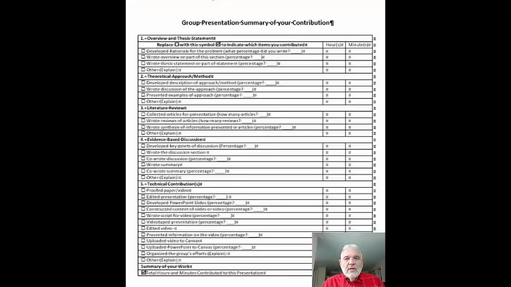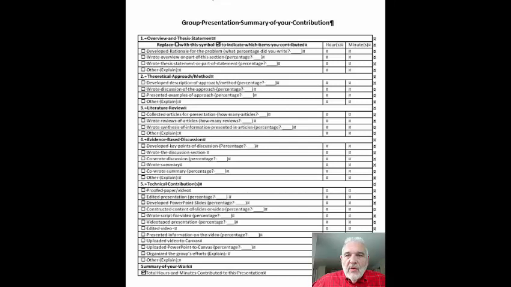What we have here is a copy of the group presentation summary of your contribution form, which is the form that each of you will individually upload to the presentation assignment, documenting what your involvement was in the project that your group had completed. So you'll notice here that there are different percentages that you might indicate for developed rationale for the problem. In other words, what percentage of that did you write if several people were writing it? Or wrote overview or part of a section. So again, did you do all of it? Did you do some of it?